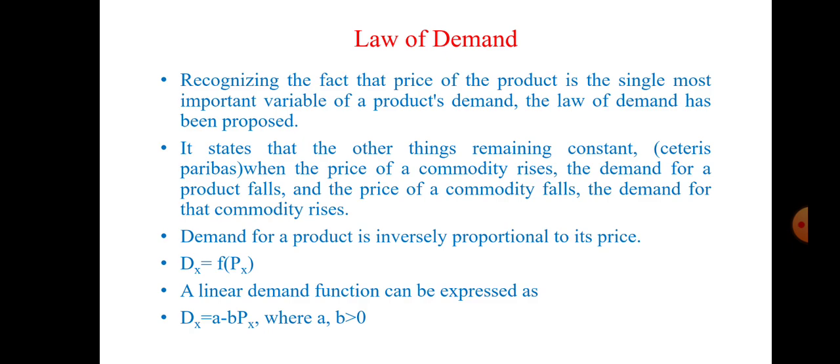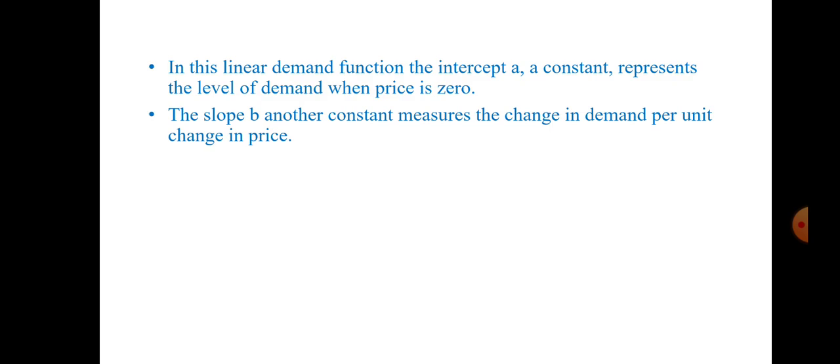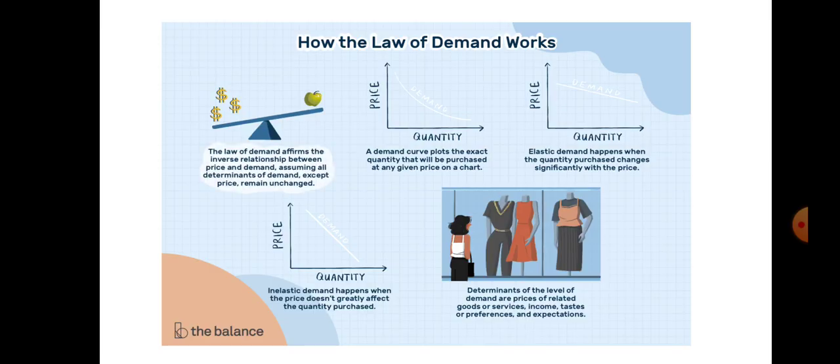So it is very obvious in nature, when the price of some commodity increases, then definitely the demand will come down. That is, Dx is equal to a function of Px, or it can also be written in a linear equation, that is Dx is equal to a minus bPx, where a is constant and b will always be greater than 0. In this linear demand function, the intercept a is a constant and represents the level of demand when price is 0. So the same has been given here.